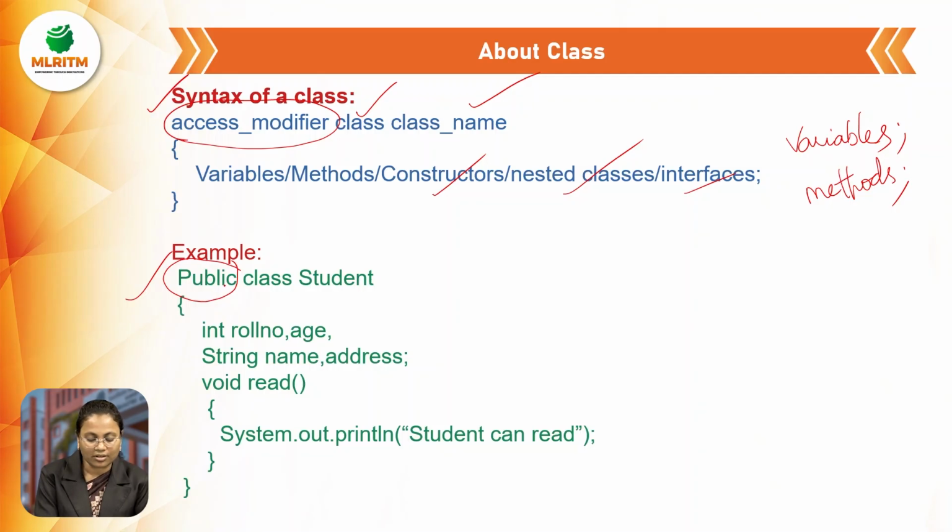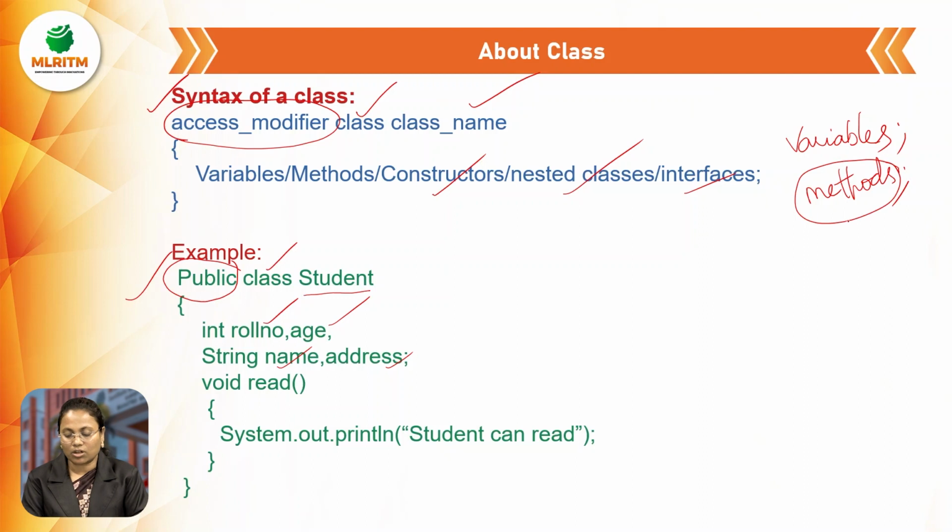After the access modifier, we write the class keyword. Here I have taken the class name as Student. As I told you previously, a student might have the properties roll number, age, name, address. These all are the variables which we can declare for a Student class. After that, methods. As I told you, inside the class we can have methods. Methods are nothing but what? Actions performed.